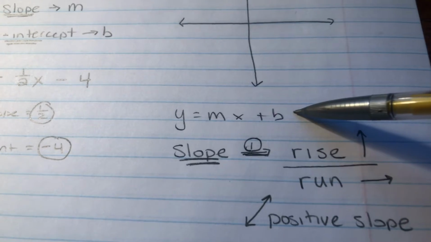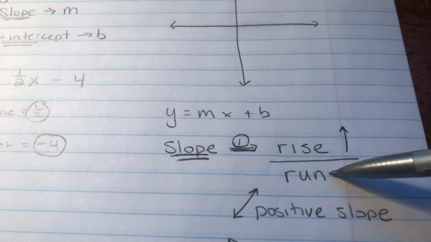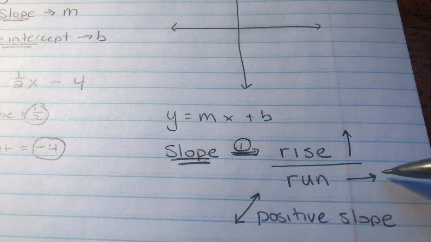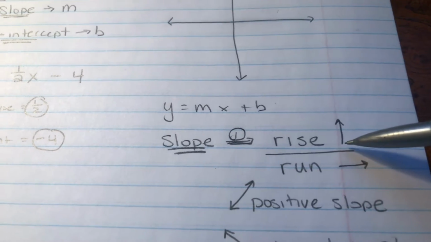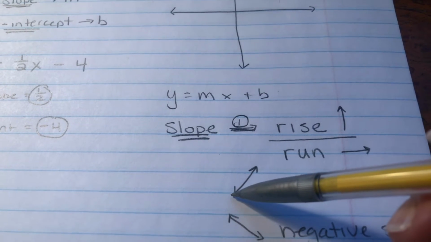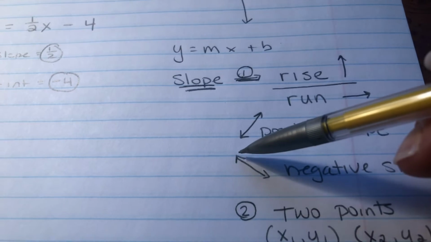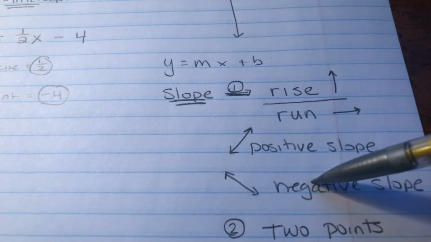So how do we find slope? There's two ways you could do it. The first way is rise over run. How far are you going up and how far are you going to the right? Sometimes you may be going down. Remember, a line that starts at the bottom from the left and goes up towards the right is a positive slope. And if you start at the top at the left and you go down, that would be a negative slope.